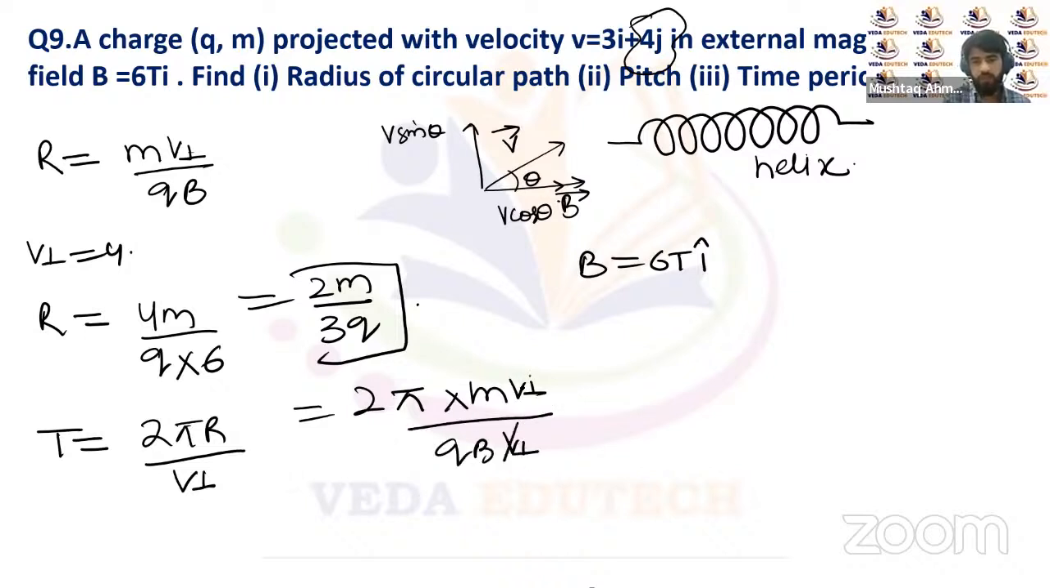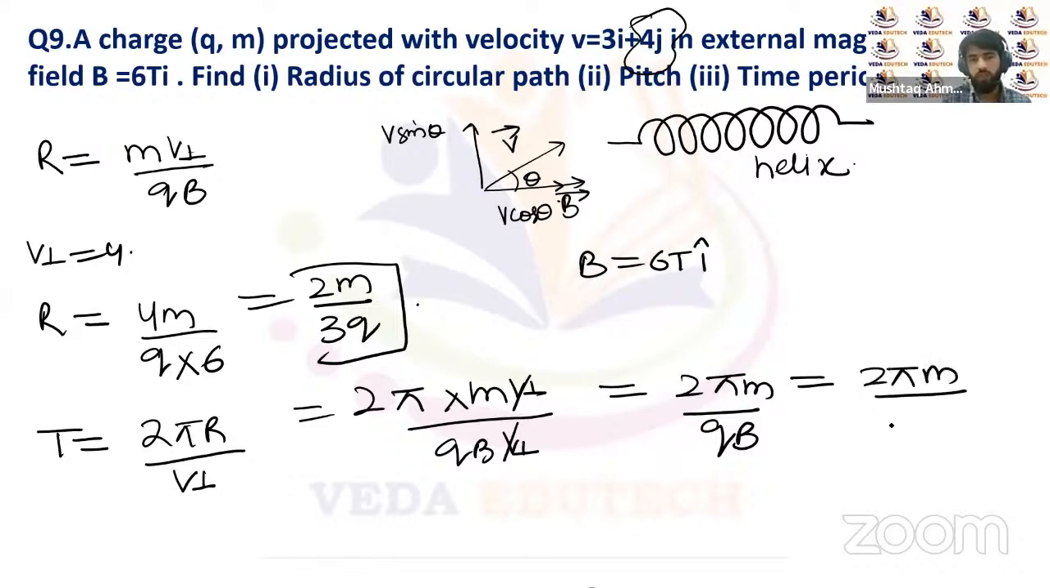It means that once again the time period is a constant here, that is 2 pi m upon qb, right? It does not change upon changing the angle between the velocity vector and the magnetic field. It means that the time period is independent of the magnitude of the velocity, right? The time period here will be 2 pi m upon qb.